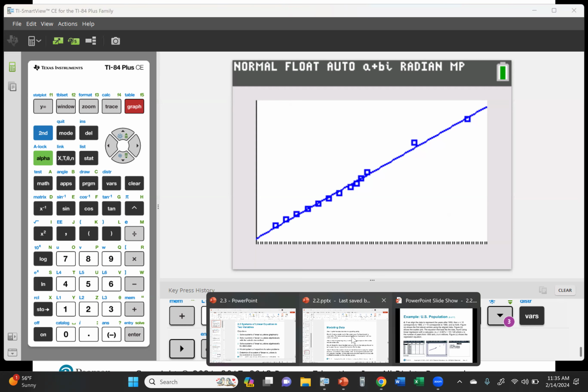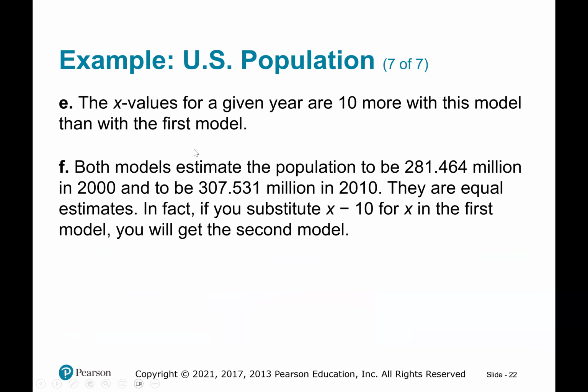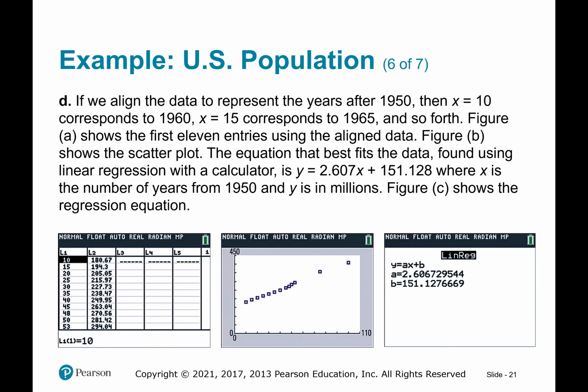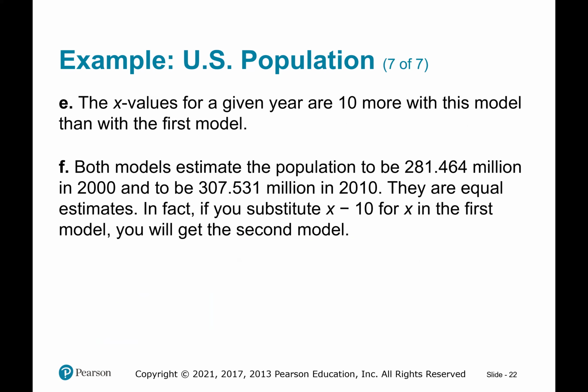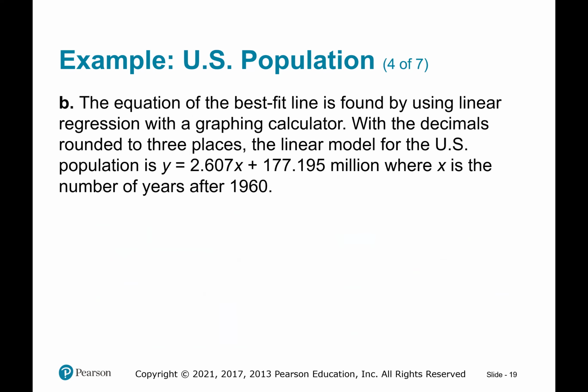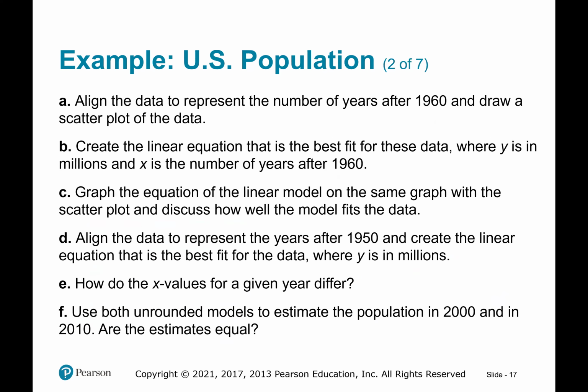Part F says, in both models, estimate the population. Oh, I guess they don't ask me to do that. I don't know where my brain was. Use both unrounded models to estimate the population in the year 2000 and in 2010. So you can use the model that you have to do these estimates.